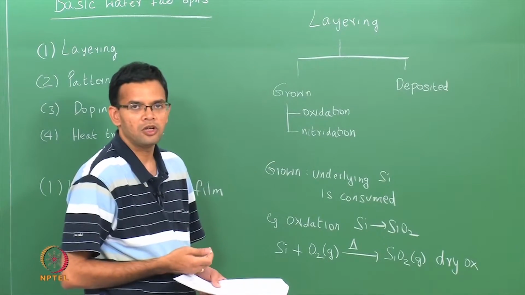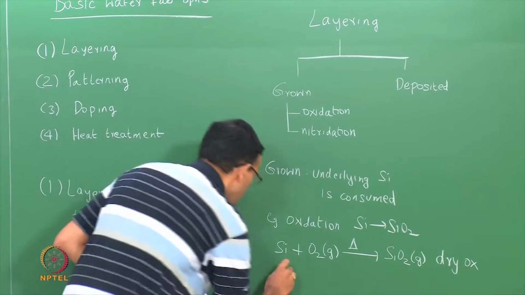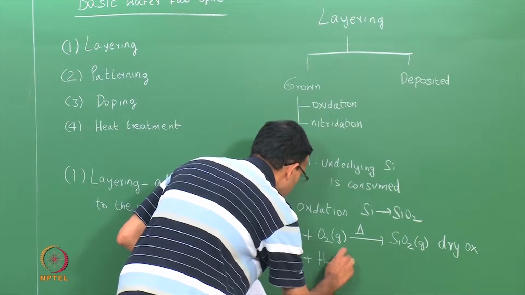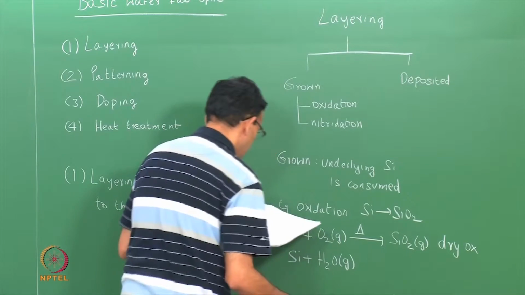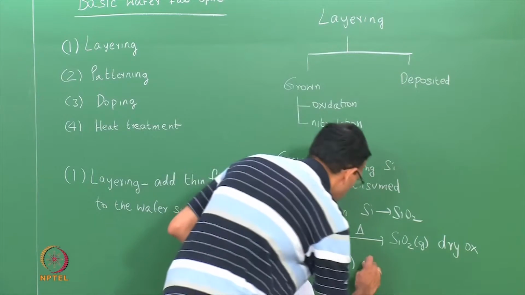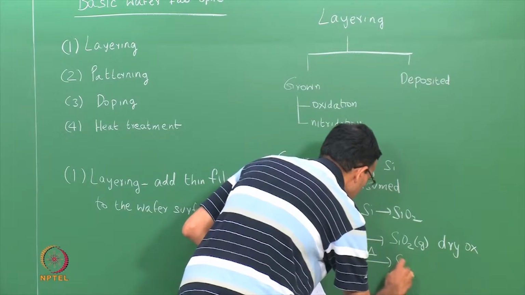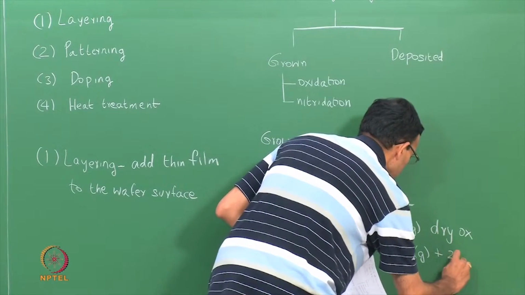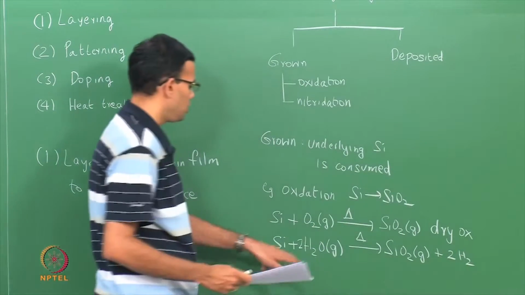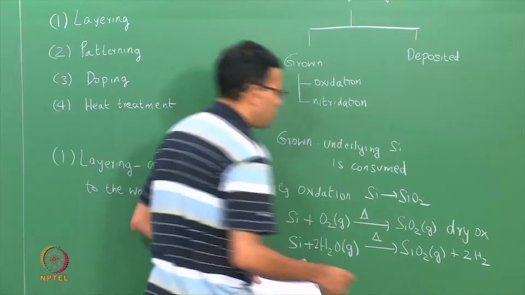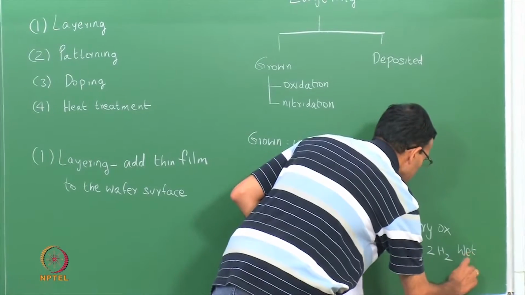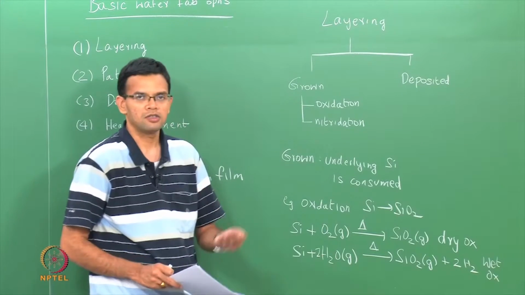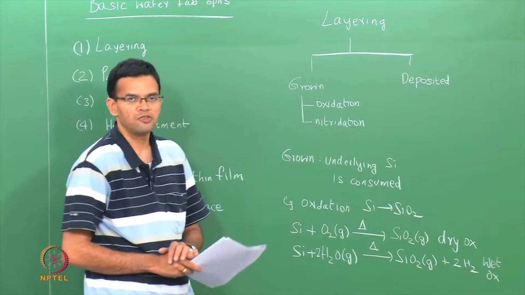Instead of oxygen you can also use water or steam. So silicon plus 2 H2O gas, again at high temperature gives you SiO2 plus 2H2. So here where you are using water is called wet ox. In both cases the gas you are supplying is oxygen or steam, and the silicon comes from the wafer.